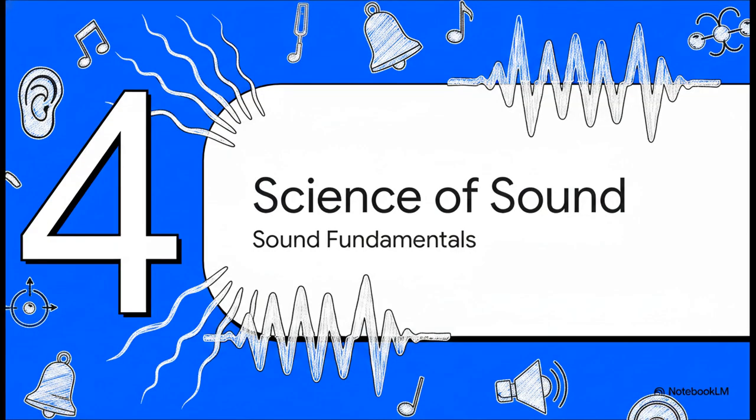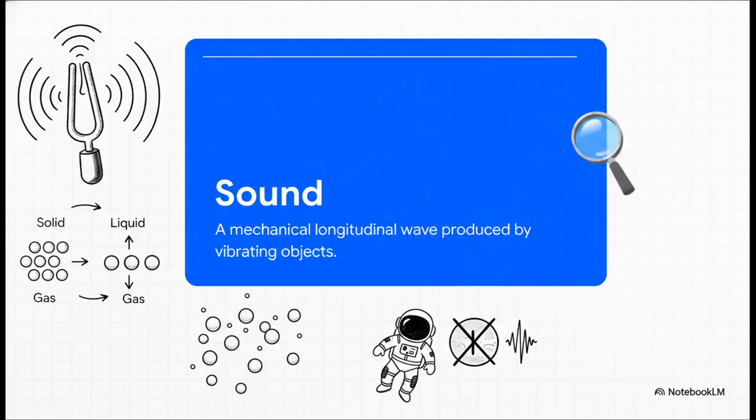Now let's get into the stuff we hear every day. Part 4, the science of sound. Let's lock down an exact definition here. Sound is, specifically, a mechanical longitudinal wave produced by vibrating objects. And remember what we said earlier? Because it's a mechanical wave, it strictly requires a medium to travel.